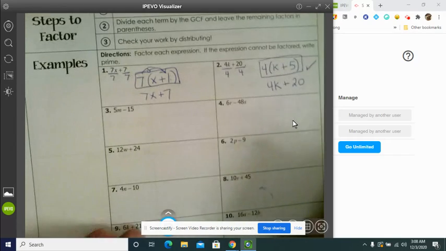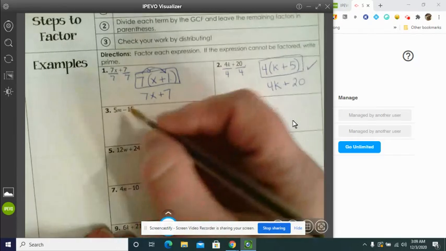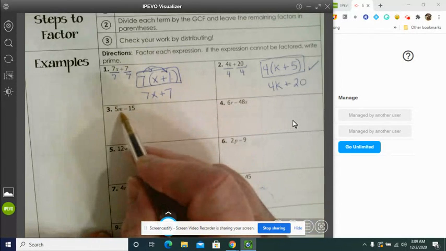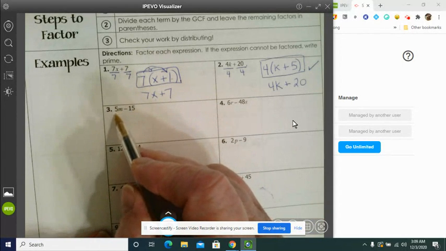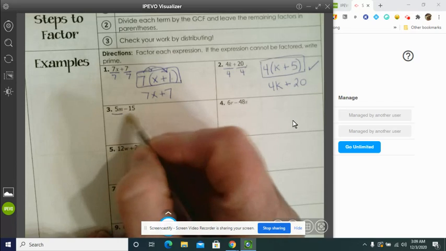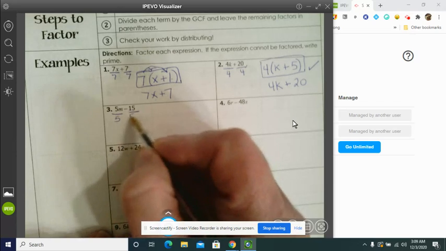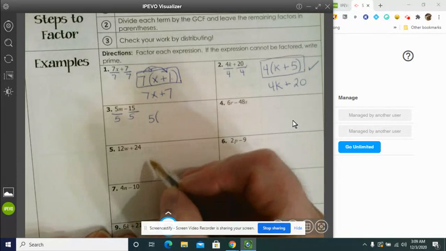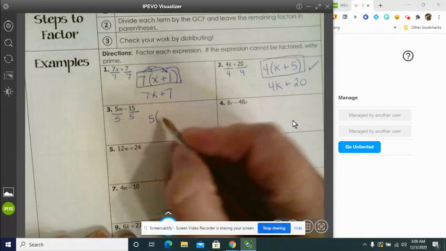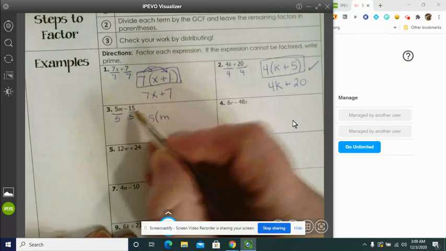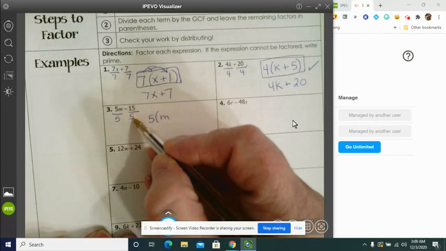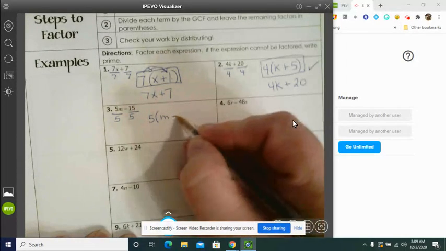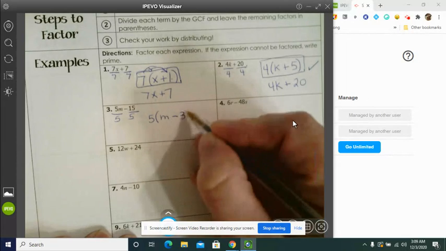The next one, 5m minus 15. The number that I can pull out, the greatest common factor, is 5. So I'm going to start with my 5 on the outside of my parentheses. 5m divided by 5 leaves me with m. Negative 15 divided by 5 leaves me with a negative 3.